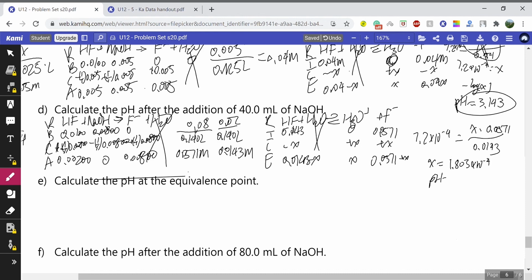Now, pH is equal to the negative log of that, which will be equal to 3.744.